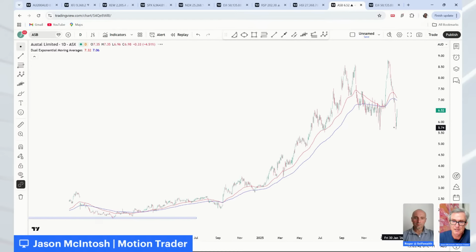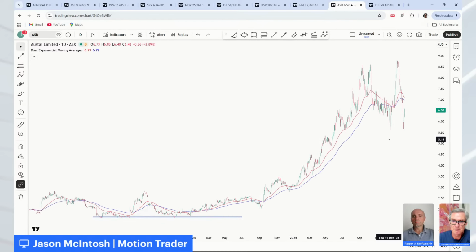It hasn't severed the upward trend. I'd still say this is within a broad upward trend, which is going through a correction. At the moment, this is a big range. You can see it's a big corrective range.